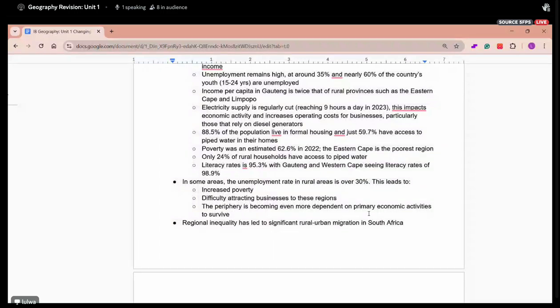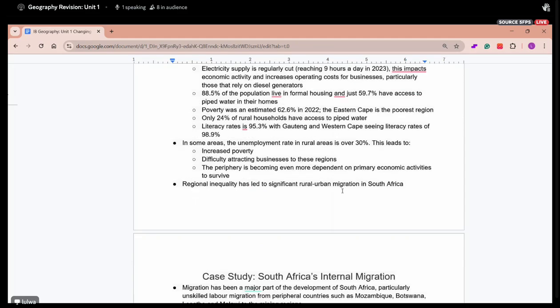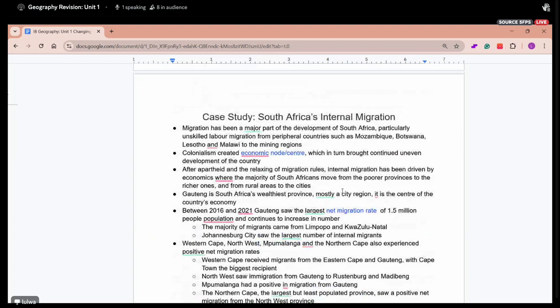So this leads to increased poverty and difficulty attracting businesses to these regions. The periphery is becoming even more dependent, similar to China, on primary economic activities such as agriculture, and regional inequality has led to significant rural-urban migration within South Africa. So for internal migration in South Africa, you can see that colonialism created economic centers, which in turn brought continued uneven development in the country.